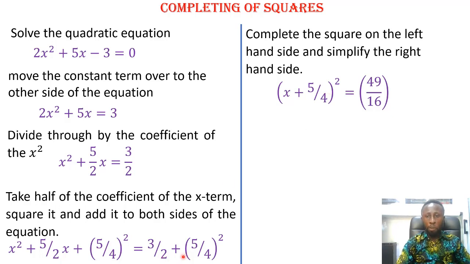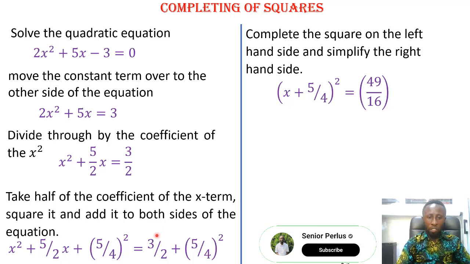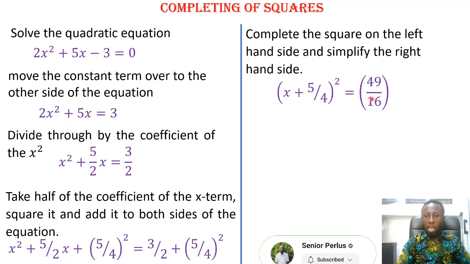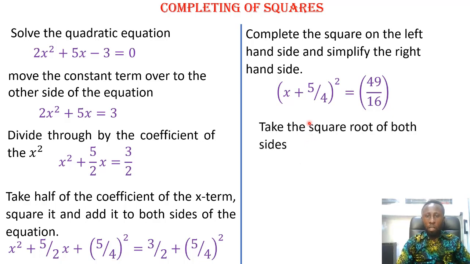Then you will simplify this. The square here is affecting both terms, so here it is 25 over 16. Then you add it: 3 over 2 plus 25 over 16. If you simplify this, you get 49 over 16. You can use the calculator to punch it. Good. Then you will take the square root of both sides.